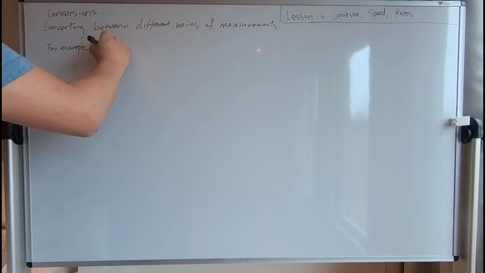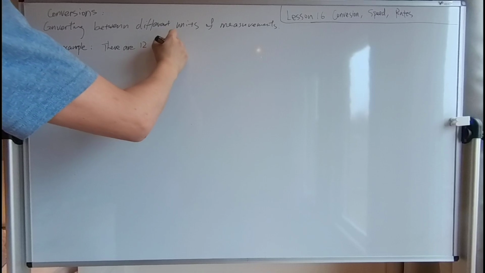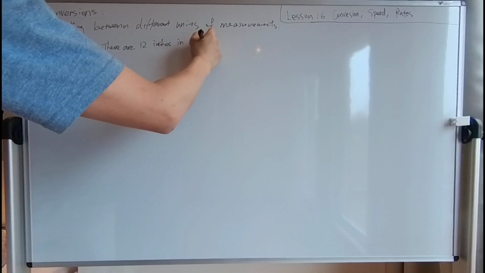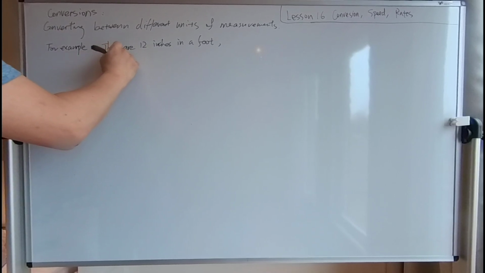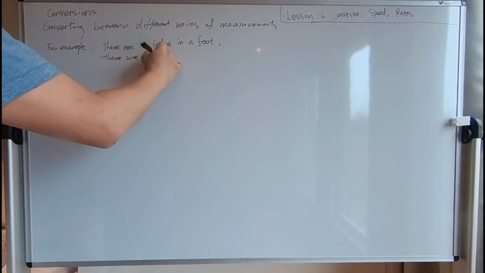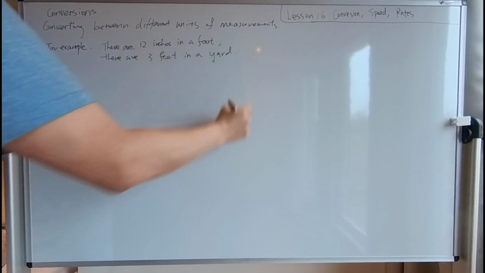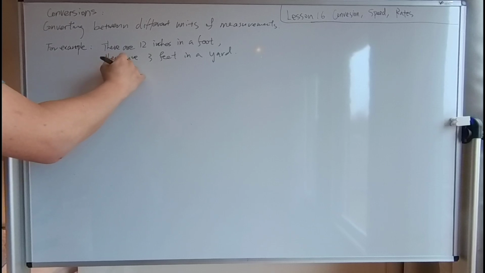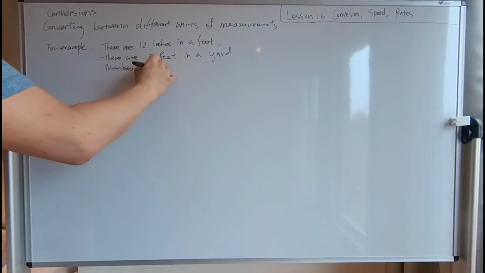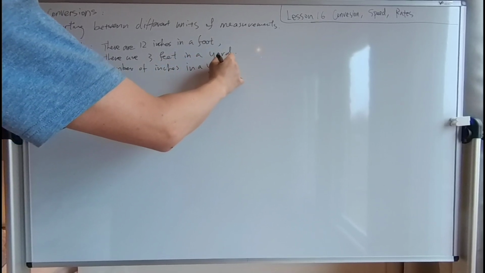So for example, there are 12 inches in a foot, and there are 3 feet in a yard. So how do I compute the number of inches in a yard?